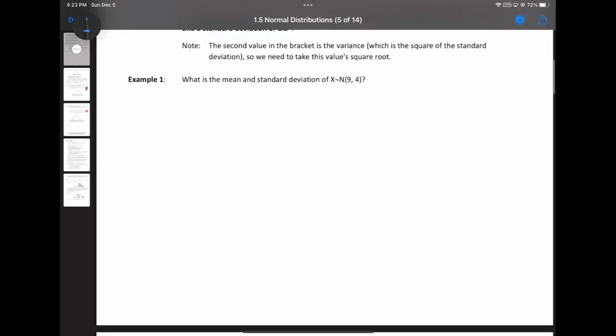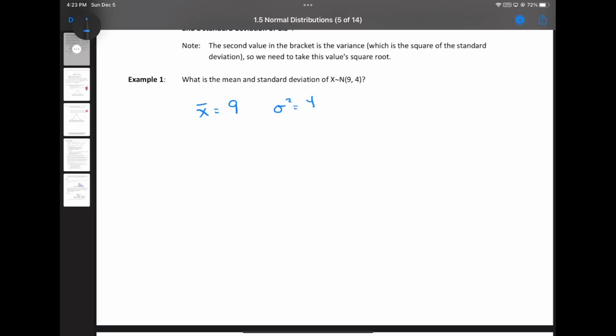What is the mean and standard deviation of X squiggle N bracket 9 comma 4? Well, first of all, let's remind ourselves what that means. It means that X is normally distributed. The squiggle N is not approximately equal to anything. It's just short form for "is normally distributed." The first number in our bracket is the x bar, or the mean, and the second number in our bracket is the variance, which is the standard deviation squared.